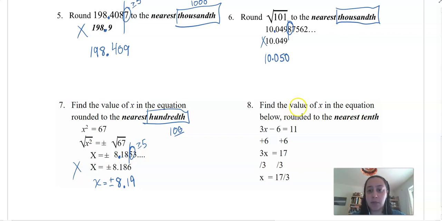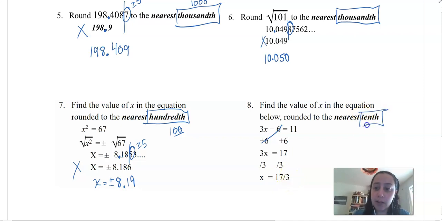Last question. Find the value of x in the equation below, rounded to nearest tenth. So we have 3x minus 6 equals 11. They did plus 6 on both sides, because that's the inverse of minus 6. So those canceled. 11 plus 6 was 17. 3x went down. Then they divide by 3 on both sides, and they left it as x equals 17 divided by 3. All their work here is correct, and this is the exact answer.